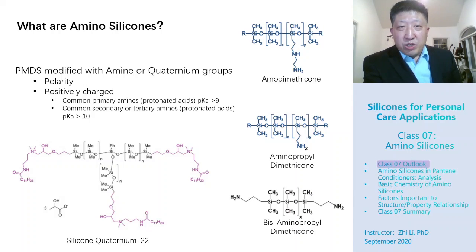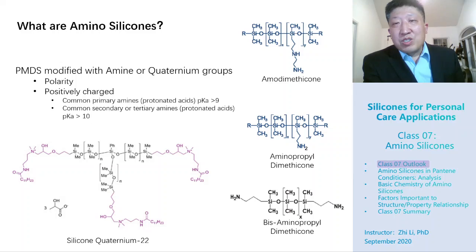For example, which we're going to talk about in class 9 and 10, we're going to talk about polyether modified PDMS, a huge group of silicones that has a range of applications as wetting agents and also as emulsifiers. But here we're going to have some flavors of polarity, and actually this is the most important: you're going to have a charge group.